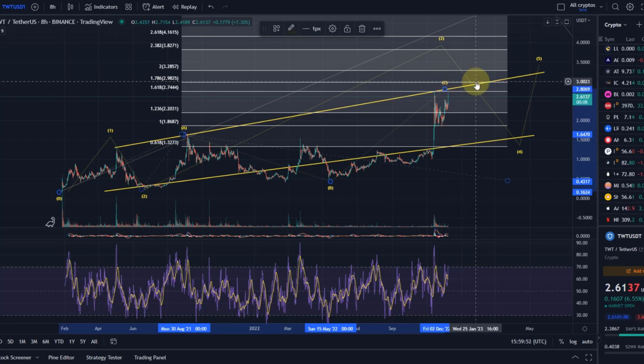So actually we don't need it to push any higher. It has done what it needs to do. So there are certain warnings now that this could get exhausted very quickly. We're at channel resistance. We've reached the 1.618 extension. We've got bearish divergences.